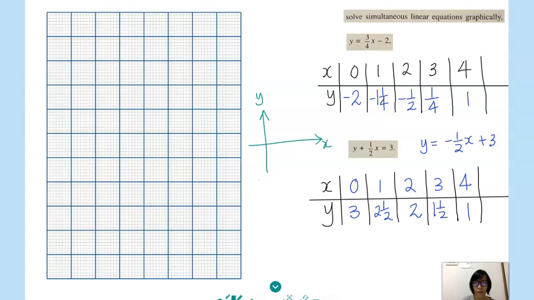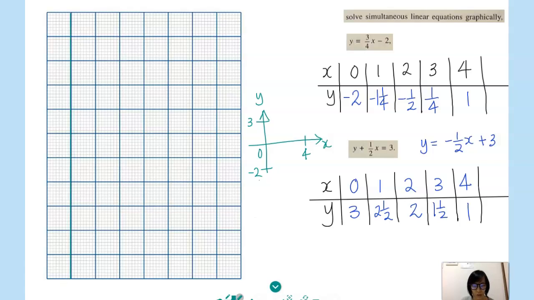For the x-axis, we're going to have 0 to 4. Let me just imagine we have 0 to 4. And for the y-axis, we need to cover the values of -2, -1/4, 1 for the first graph, and 3 as well as 1 for the second graph. Which means I have to have at least the value of 3, and -2 over here. All right, so if that's the case, I'm going to put in the axis here.